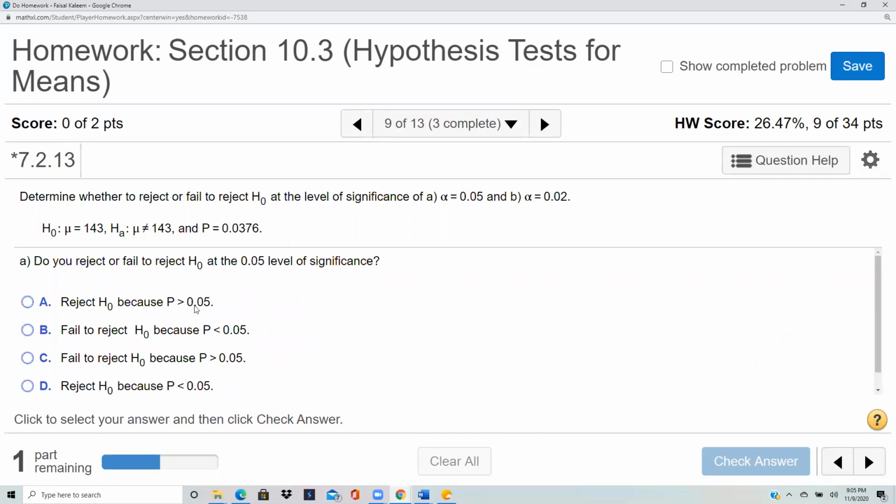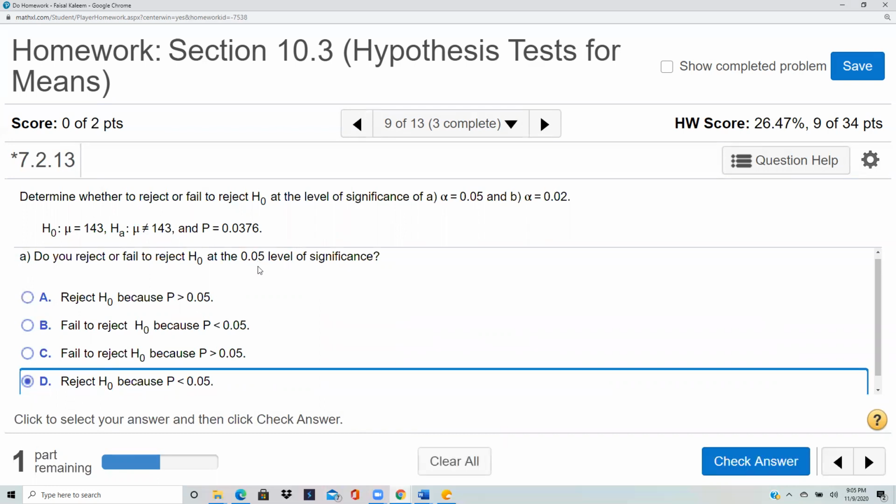Again, we are testing means. So do you reject or fail to reject? Here they've done the calculation for us. They give us the p-value: P is 0.0376, which is less than 0.05. Remember, level of significance is alpha. So 0.0376 is less than 0.05, so you reject, because P is less than alpha.